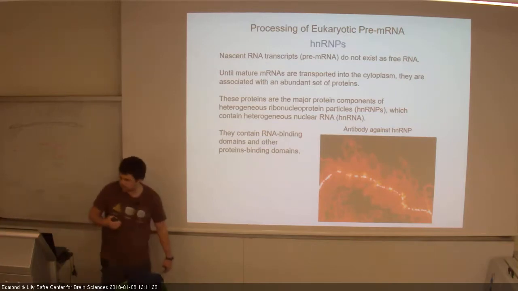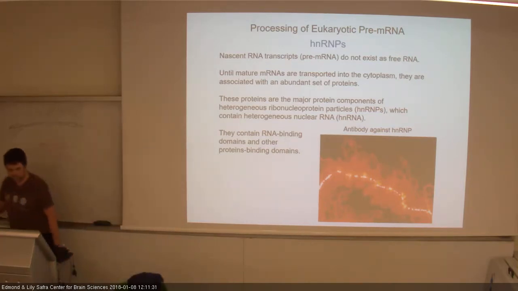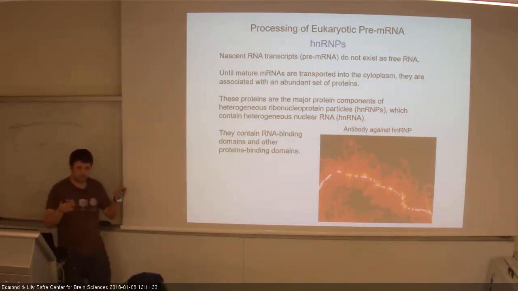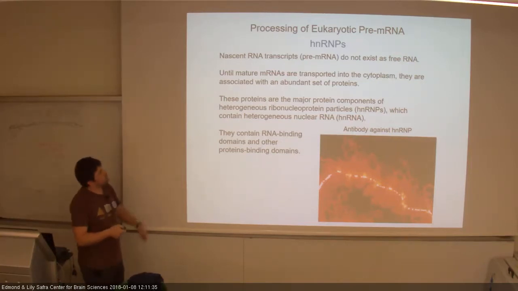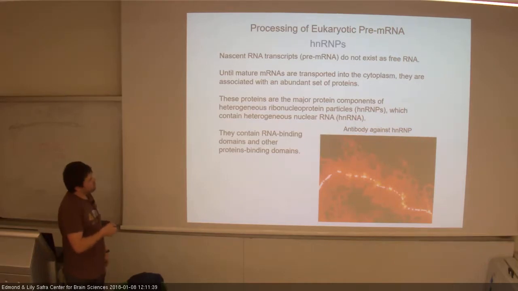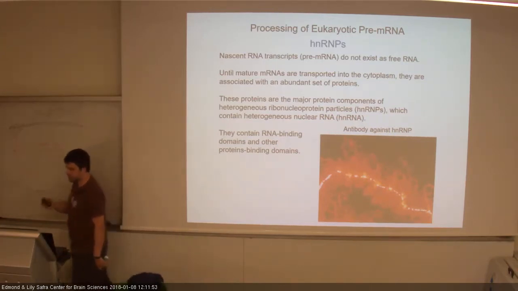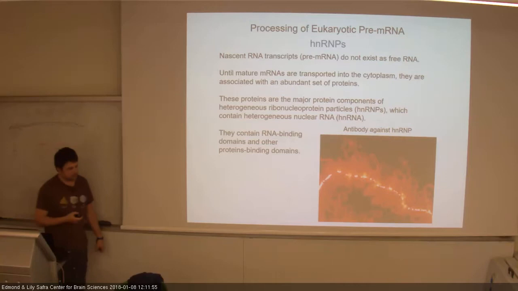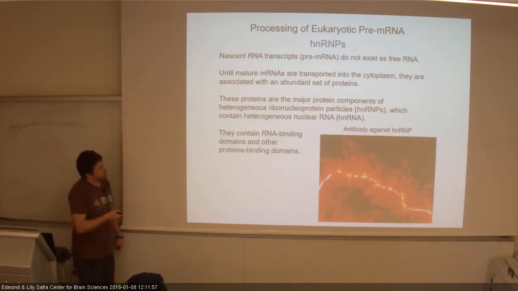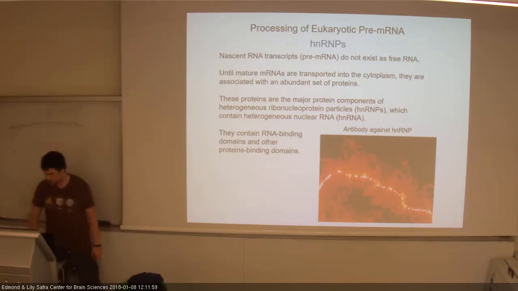So you can imagine that in a given cell, the RNA is not naked. It's covered with these hnRNPs, which are proteins called heterogeneous ribonuclear protein particles. These nuclear particles contain proteins, and they also associate with small ribonuclear RNA. So they're composed both of protein and of RNA.